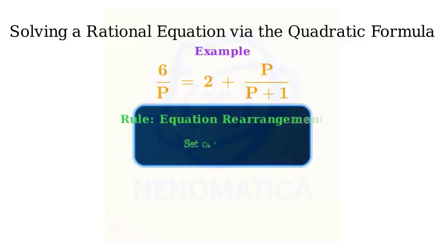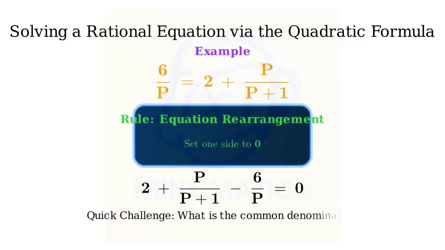Step 1. Rearrange the equation so that everything is on one side, and the right-hand side is 0. In words, bring all terms to the left. The result is 2 plus p over p plus 1 minus 6 over p equals 0.